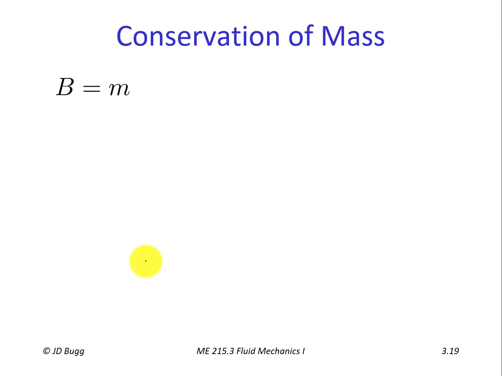The next thing we need to do is identify what beta is. Well, remember beta is the amount of B per unit mass. So beta is just going to be equal to 1 for conservation of mass. So B equals M and beta equals 1.